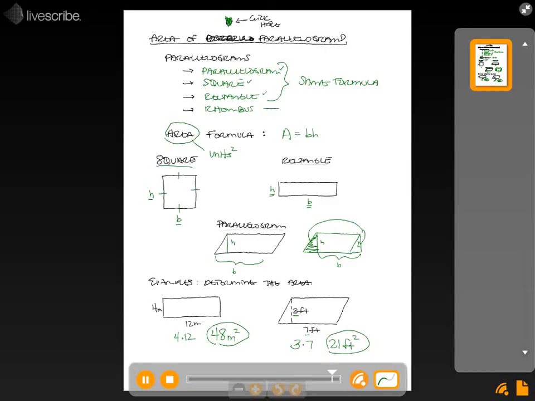So for the area, I know most of you know this already, but I just want to reiterate that a square, a rectangle, and a parallelogram, they all have the same formula because they're all special types of parallelograms, and that's base times height.